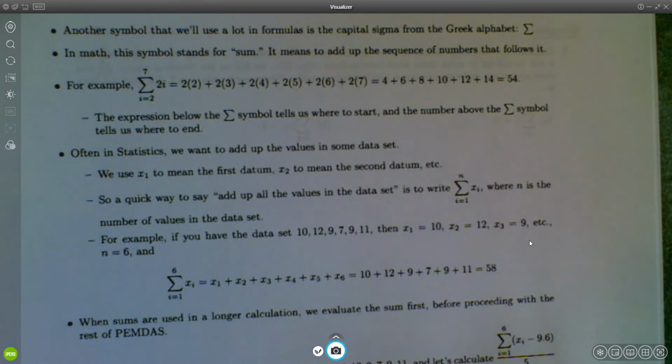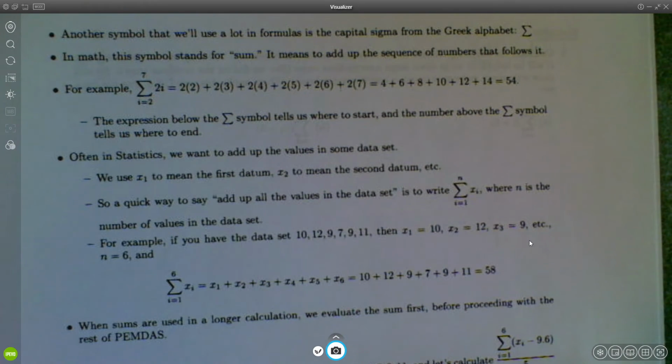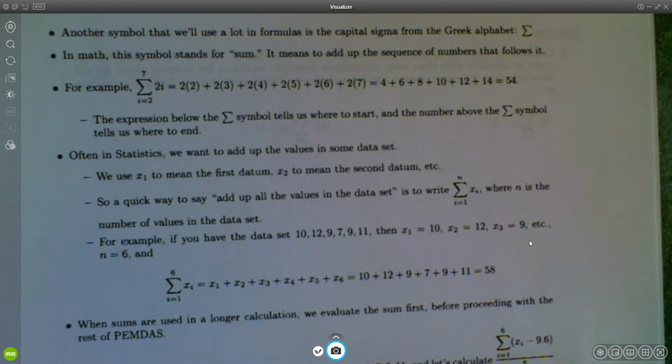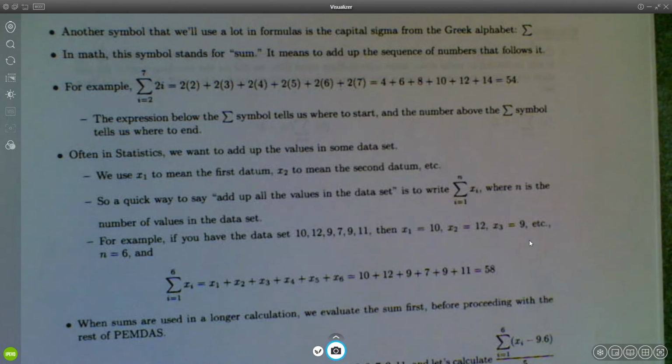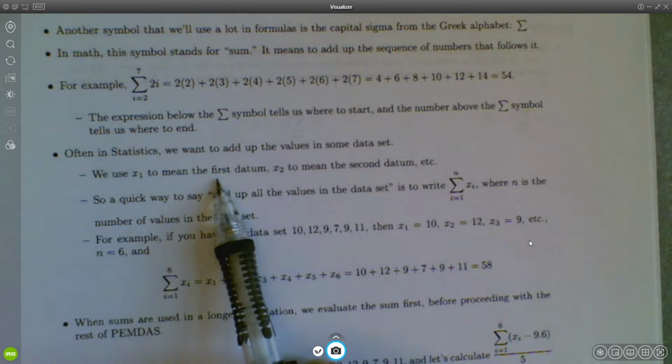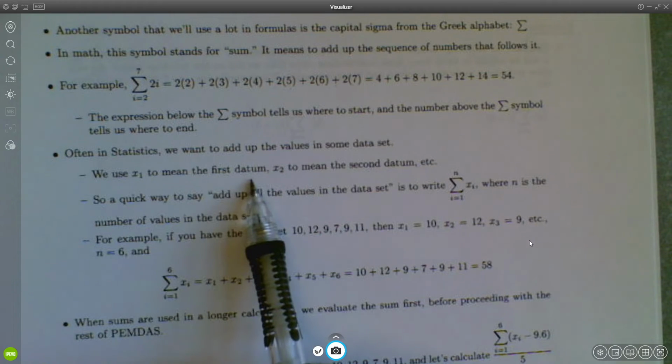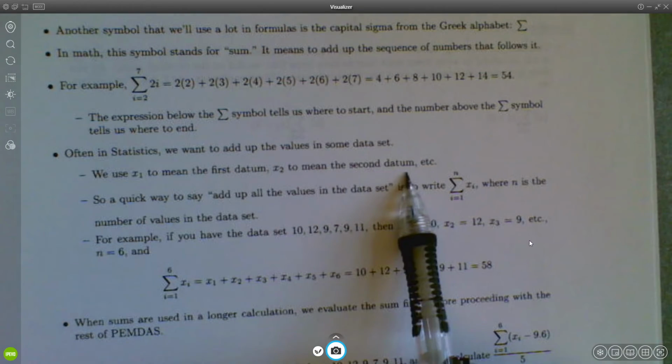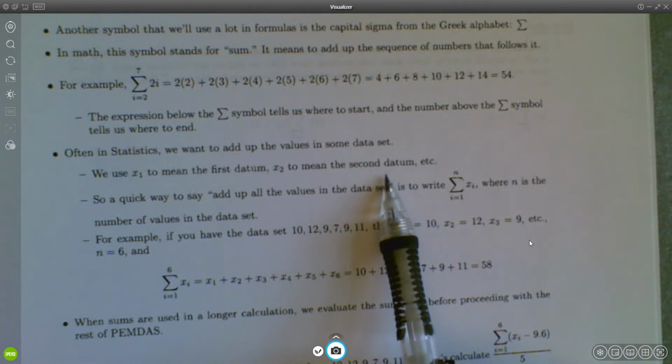Okay? So that's how the sigma notation works. Now, another thing that comes up when we're using the symbol in statistics is that oftentimes we're interested in wanting to add up the values in some data set. And we use subscripts on the letter x in order to represent the different values in our data set. So for example, x1 means the first value in our data set, right? The first datum. x2 means the second datum, right? So the second value in our data set, and so forth.